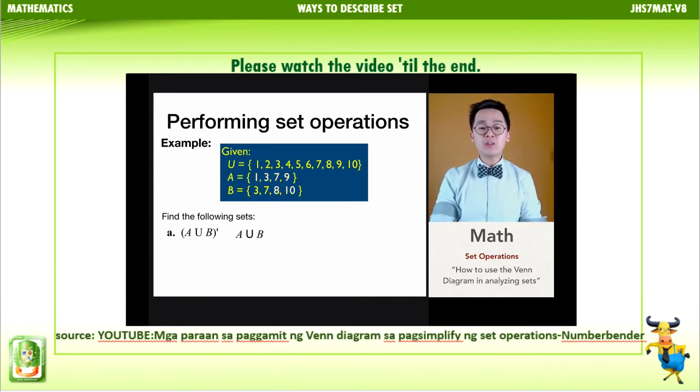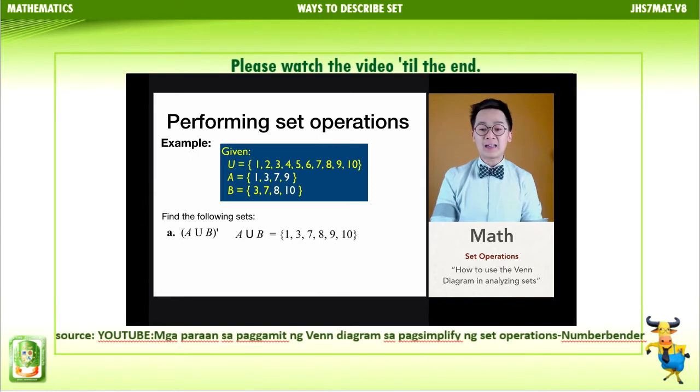So, ang A union B natin would be the distinct element na meron tayo sa A and B. At yun yung 1, 3, 7, 9, 8, and 10. Kasi yung 3 and 7 na nasa B, nabanggit na yun sa A, which is 3 and 7 din. So, kukunin lang natin yung lahat ng distinct element ng parehas na subset. So, ang A union B natin is 1, 3, 7, 8, 9, 10.